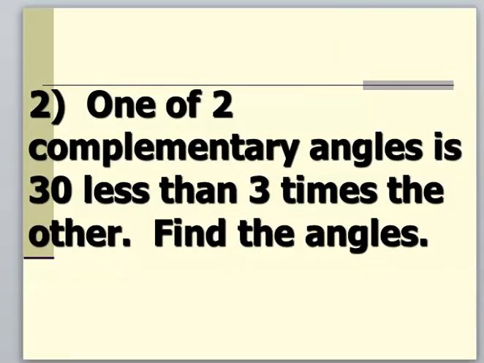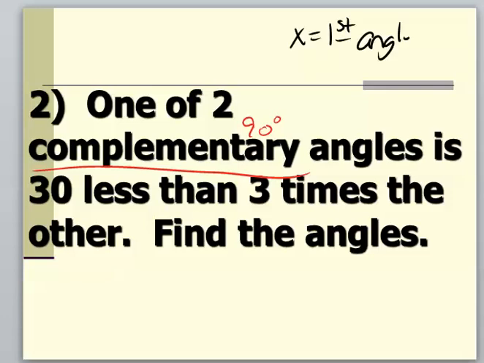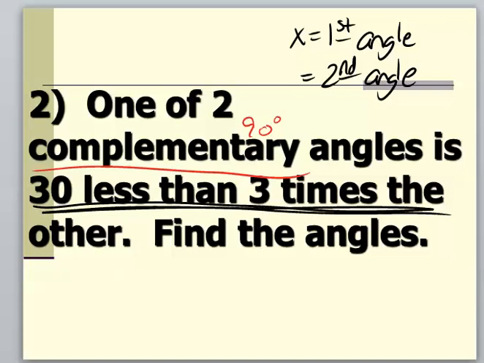Let's try another word problem. One of two complementary angles. Now remember, complementary tells us that their sum is 90 degrees. So one of two complementary angles is 30 less than 3 times the other. Find the angles. We're always going to call the first angle x. So our first angle is x. They should describe the second angle. So it says one of these is 30 less than 3 times the other.